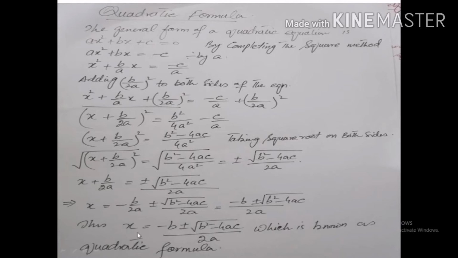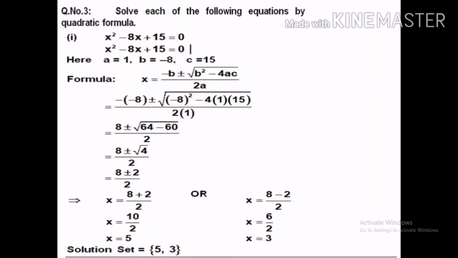Thus x = −b ± means we get two roots, (−b + √(b² − 4ac))/2a and (−b − √(b² − 4ac))/2a. So that is called the quadratic formula. Next we solve the questions by the quadratic formula.